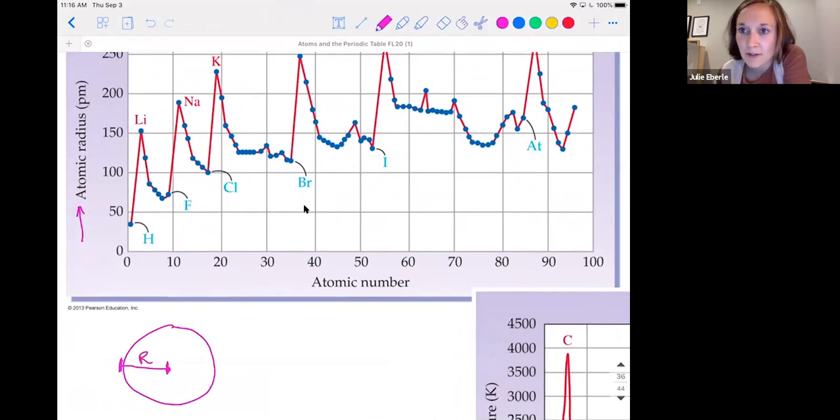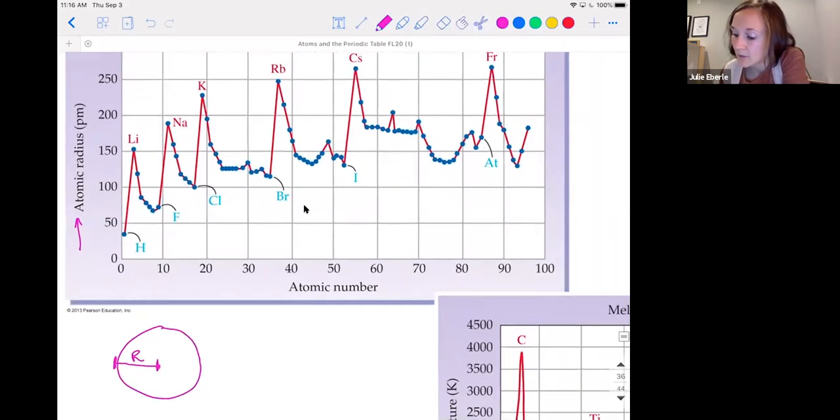And this is how we measure the size of atoms, okay? We just measure the radius. We don't have to measure the full diameter. We could. We just measure the radius. If the radius is getting bigger, the atom is getting bigger. So that is what the atomic radius, that's the unit here, or that's the label.